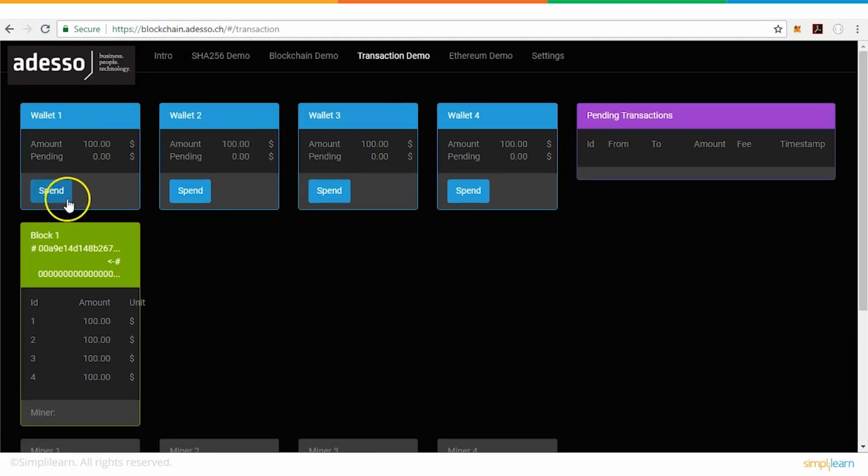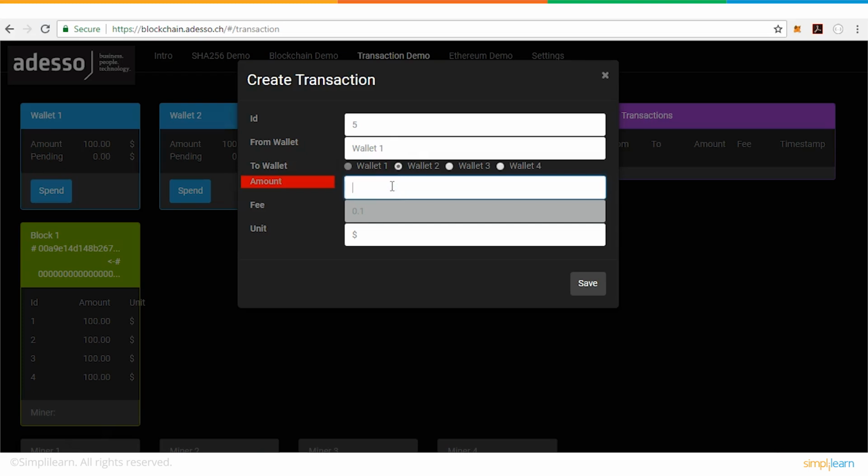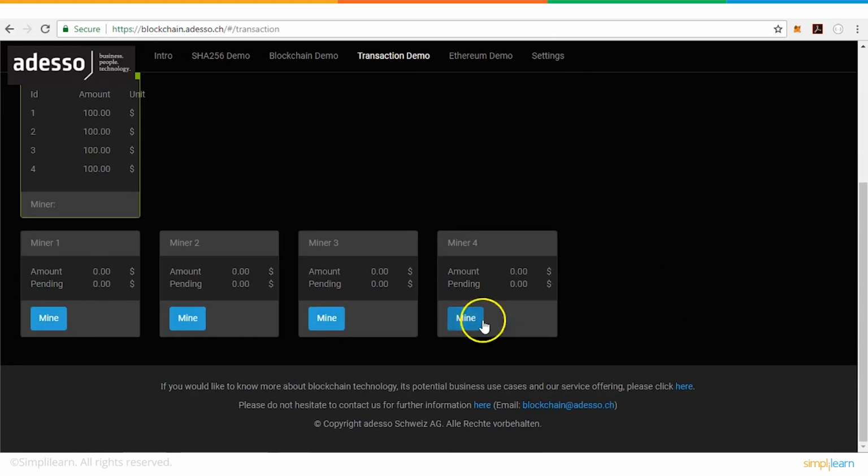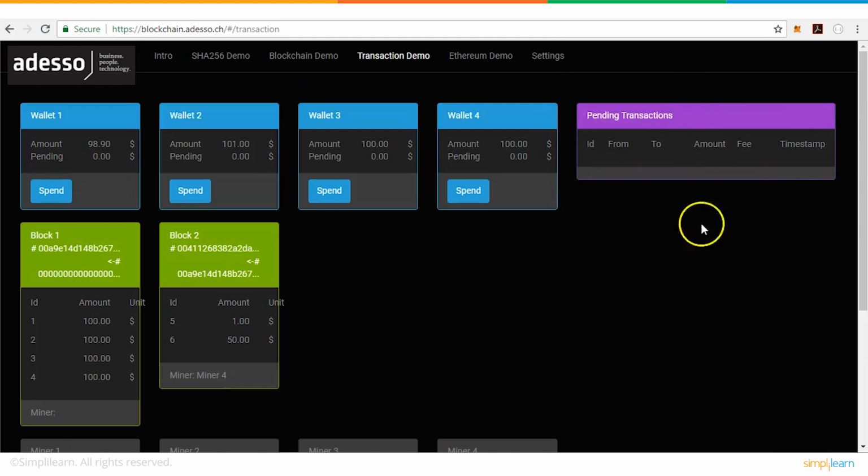Now I want to send money from wallet 1 to wallet 2, and I want to send $1. There is a transaction fee of $0.1 associated with this transaction. Now as I have initiated the transaction, wallet 1 has been deducted $1.1, and it is a pending transaction. This transaction is waiting to be mined, so I can choose any of the miners to do this transaction. The pending transaction is done, and now block 2, if you see, has been added. The previous hash value of this block, 00A9, is the hash value of block 1. Another thing to be noted, the amount in wallet 2 has also incremented by $1.